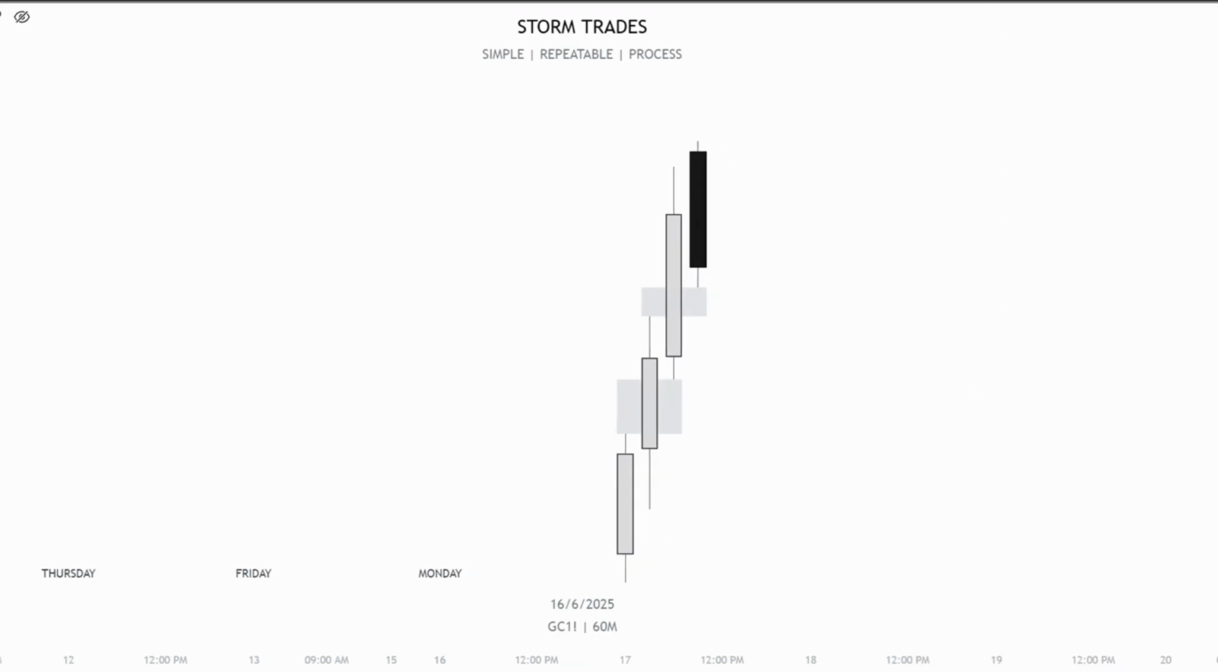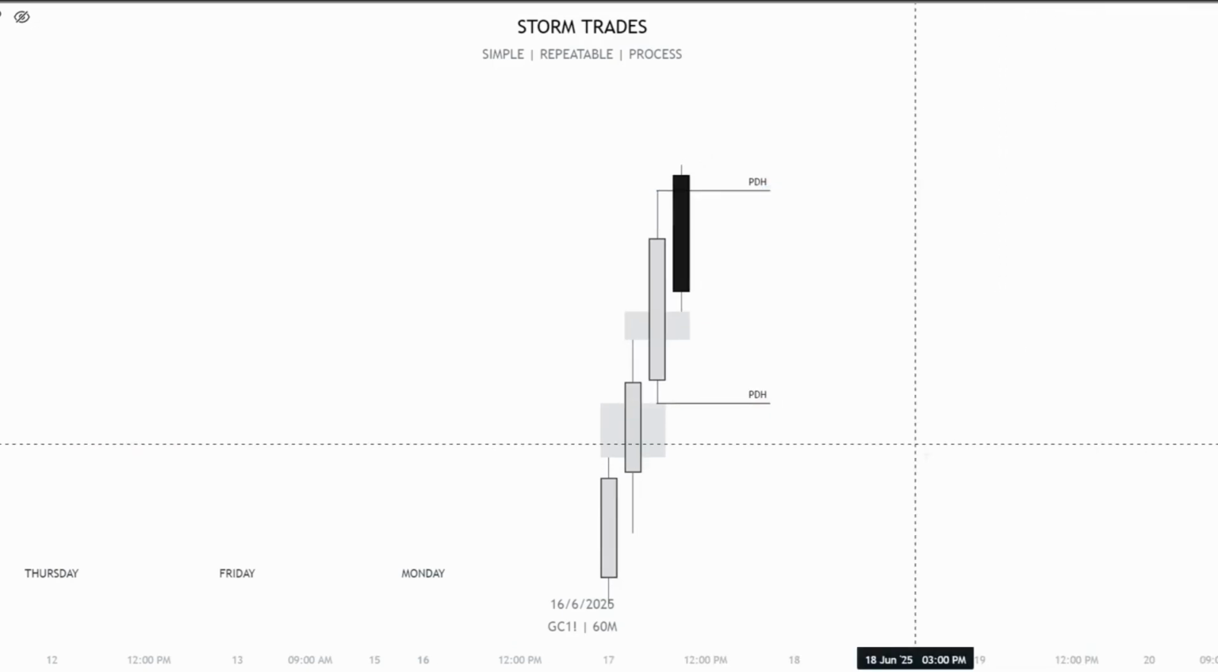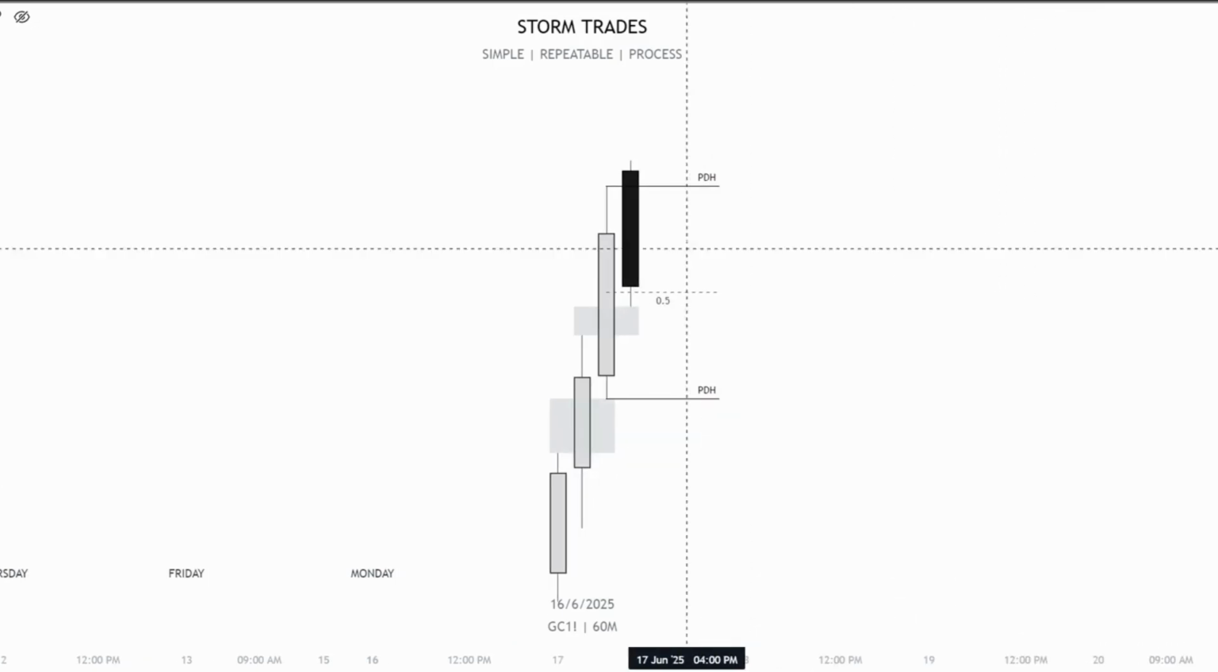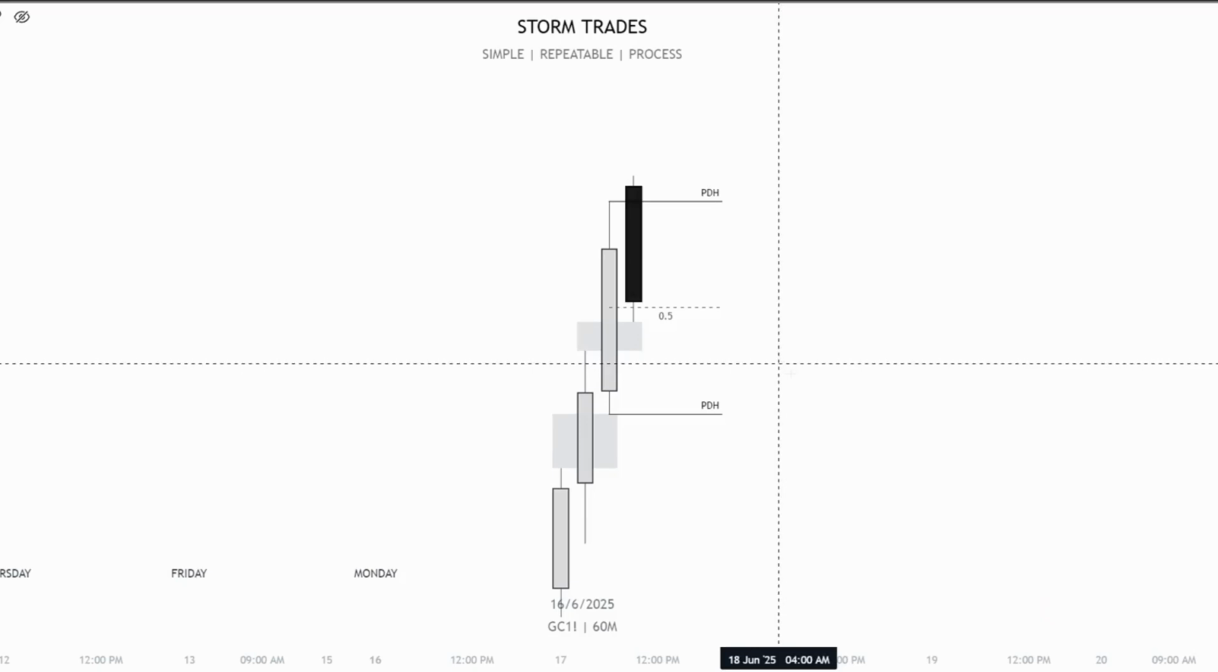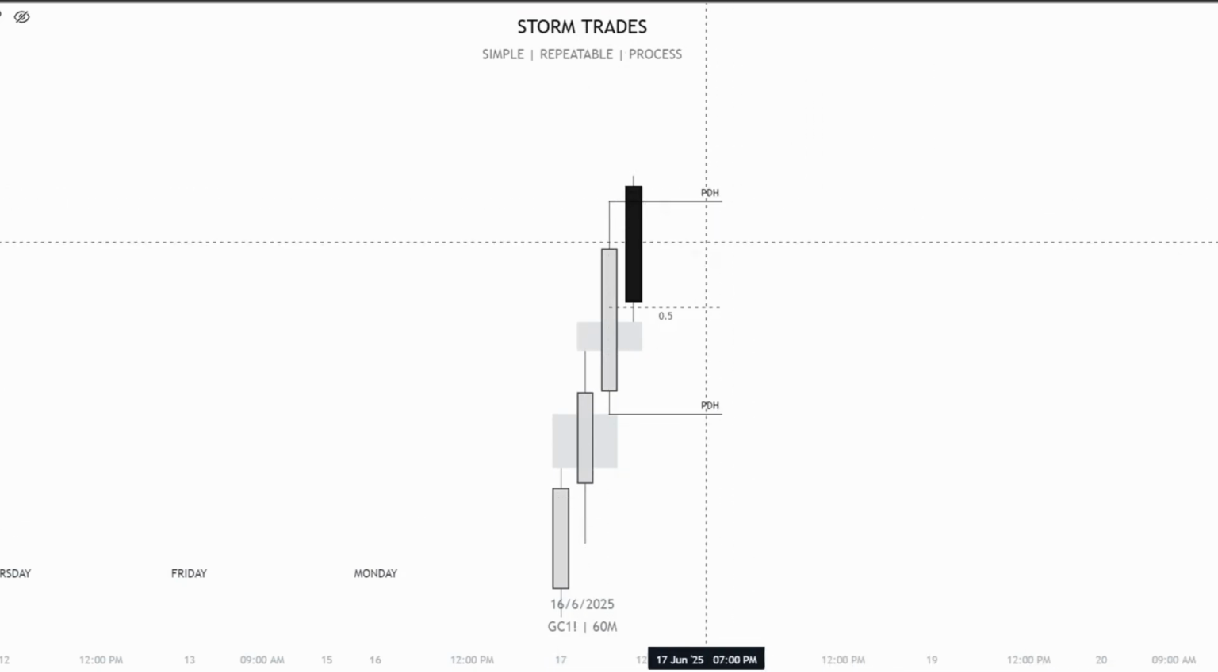Anyway, we're on the hourly here, and I do the same thing every day. It's very repetitive. So I'm going to mark out the previous daily low, previous daily high. I'm going to run a fib from the previous daily candle just to sort of see where we are and where we could head. And I want to take note that we've just ran overnight the previous daily high.